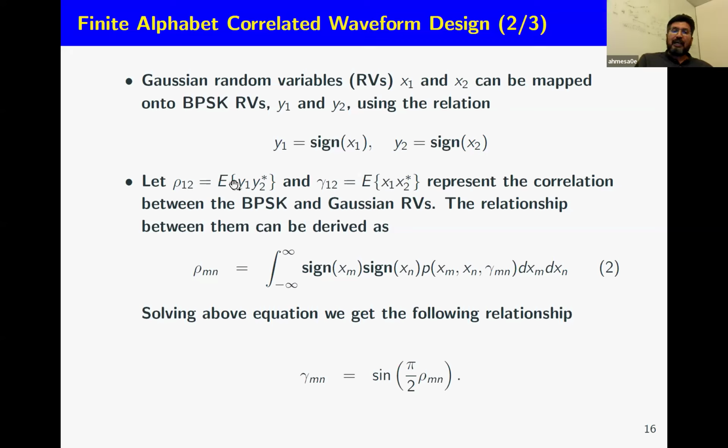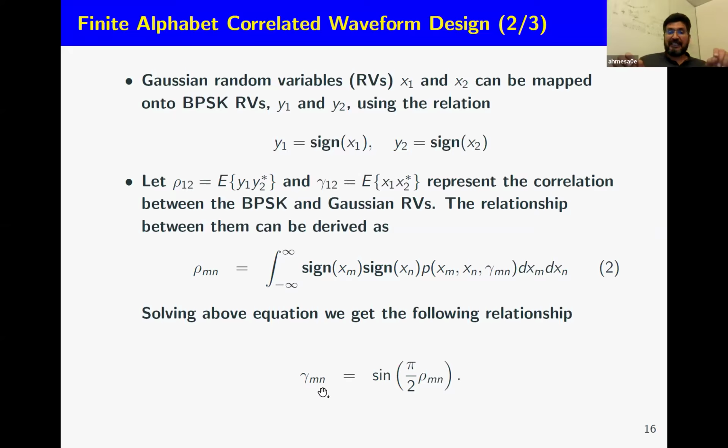Now, if I define rho 1,2 as the correlation between y1 and y2, where y1 and y2 are BPSK random variables and x1 and x2 are Gaussian random variables, then the correlation between the BPSK random variables is this one, and for the Gaussian random variables it is this one. We already know the relationship for getting y1 from x1. So by using this, we can find the relationship between the cross correlations. When we solve this equation, which is very simple because you just put the values in here, we get this equation.